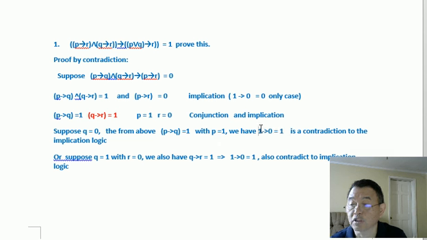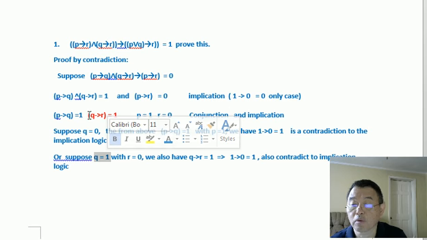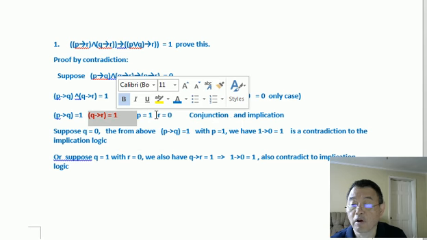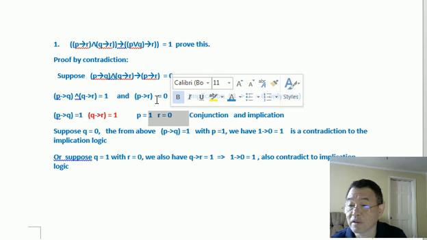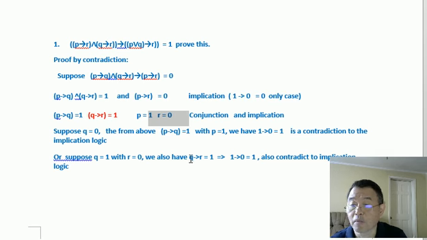That is a contradiction. Then it can also lead to another contradiction, if you have Q equal to 1. You look at this part, Q equal to 1, and from here you have R equals 0. That must be equal to 0. So then Q equals 1, R equals 0, and then 1 implies 0, and then you have 1. So that is also a contradiction.